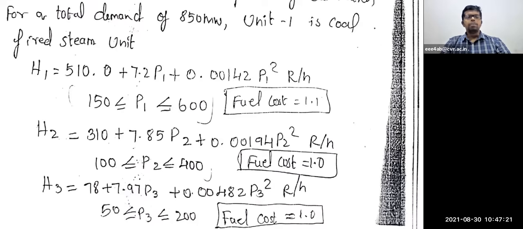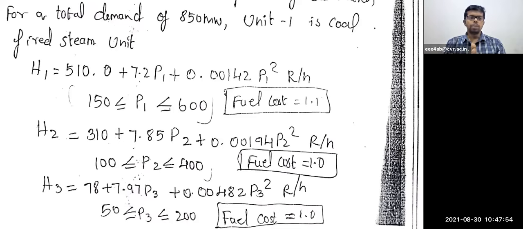Here the heat rate is given, and the fuel cost is also given. So how do we calculate the fuel rate equation? The fuel rate equation is nothing but the heat rate into the particular fuel cost. So you have to calculate F1, F2, and F3. For the 3 generating units, you need to calculate the fuel rate equation.